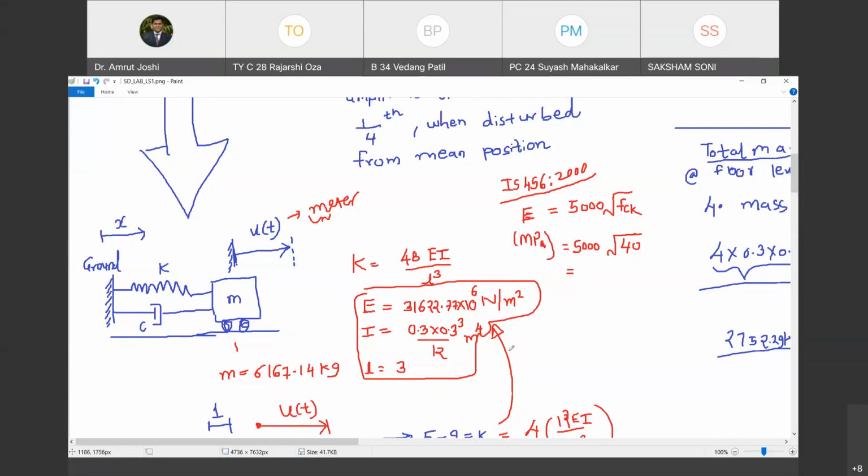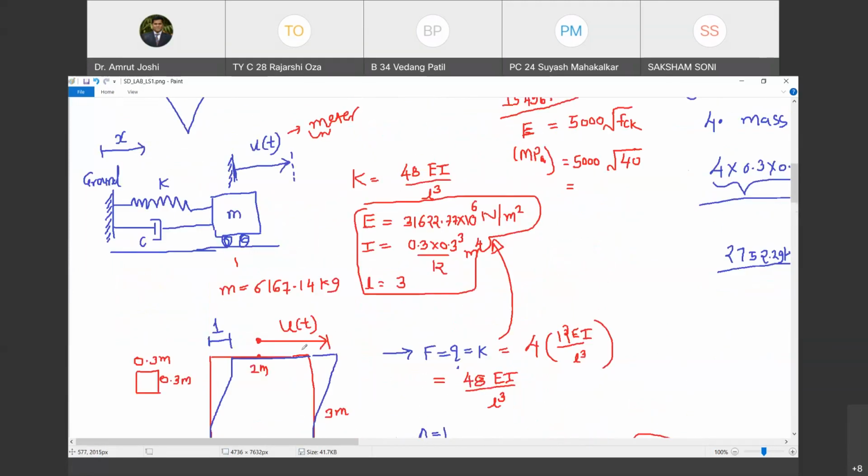So I got it as 37.95 into 10 power 6. Let me know if it is correct. So I got the value of K as 37.95 into 10 power 6. And what is the unit? The unit is Newton per meter. You have to understand the unit as well. So unit is going to be Newton per meter. Happy?